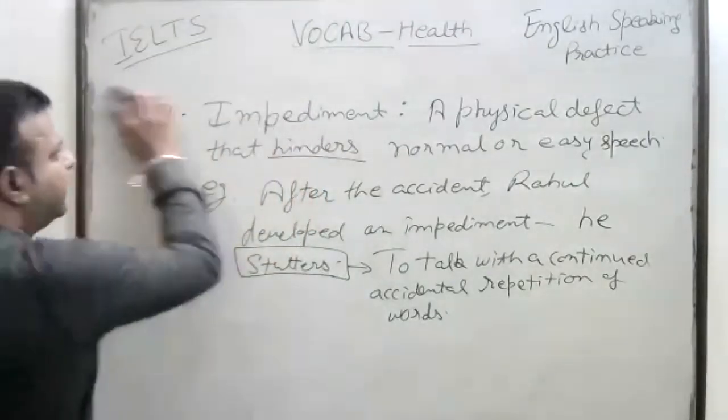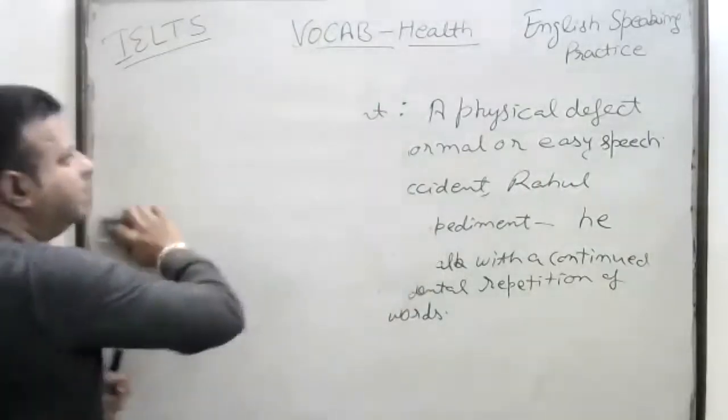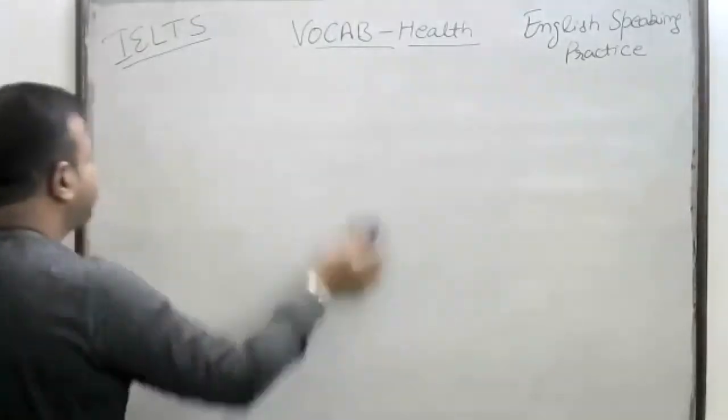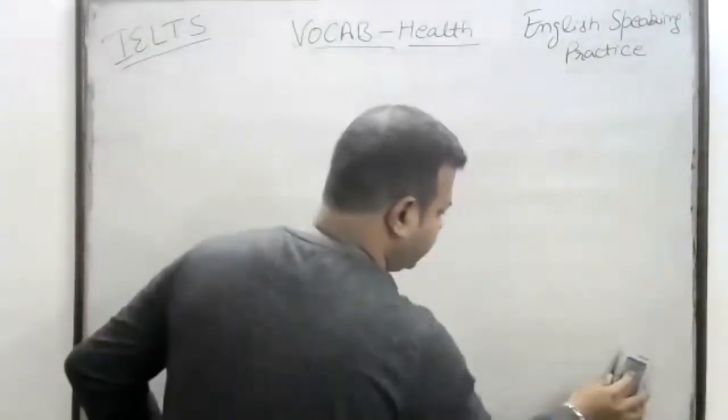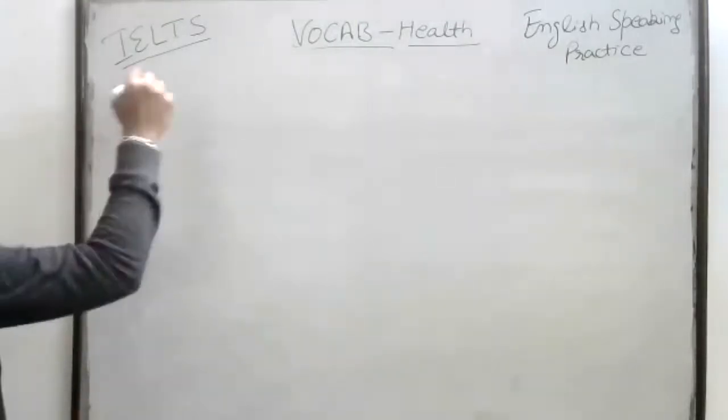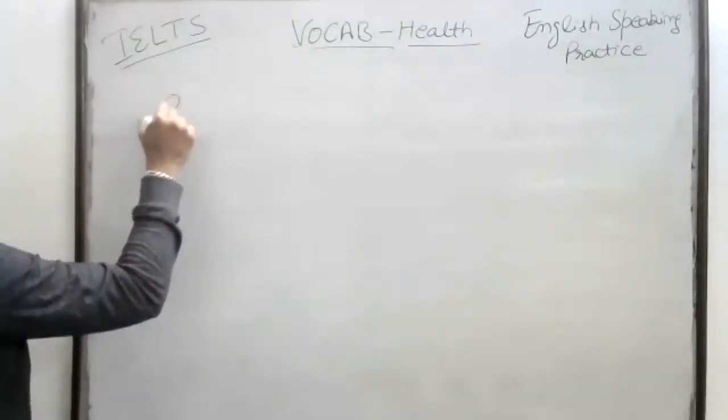Okay. Right. I hope these ones are clear. So impediment, a physical defect which hinders your normal or easy speech. People become stutterers because of that. Now next is rehab.